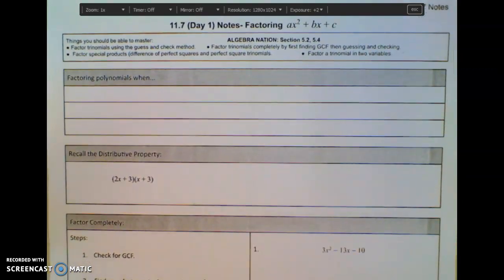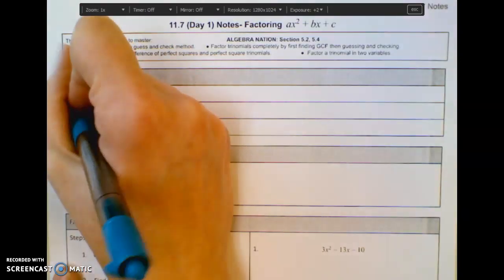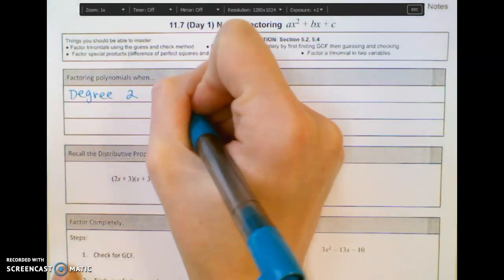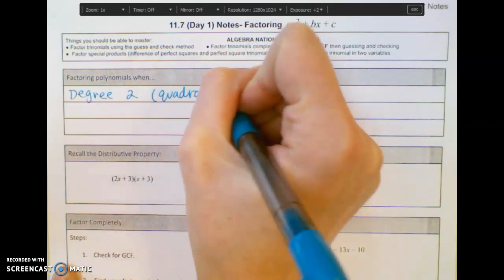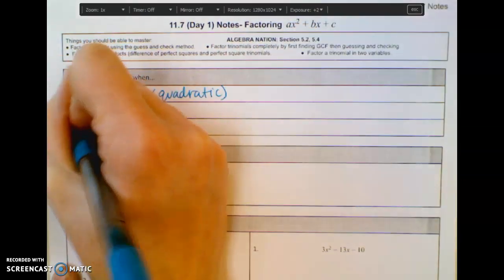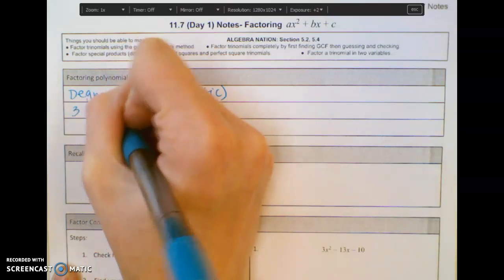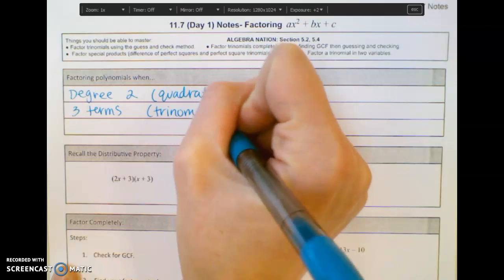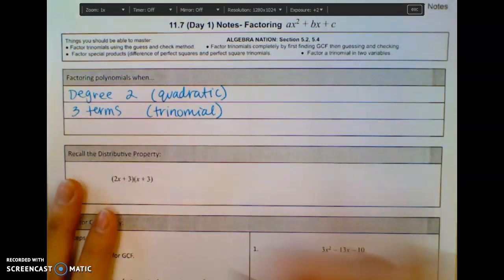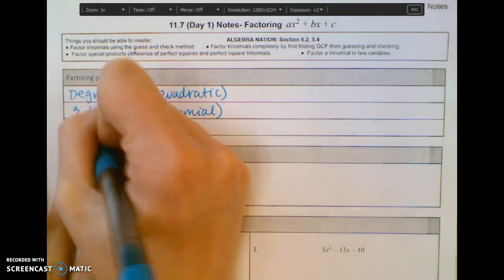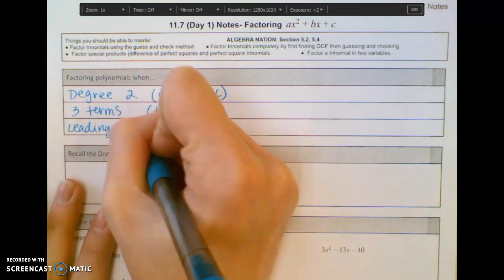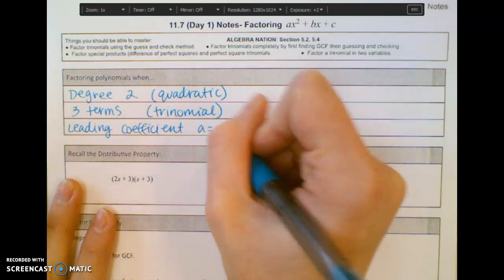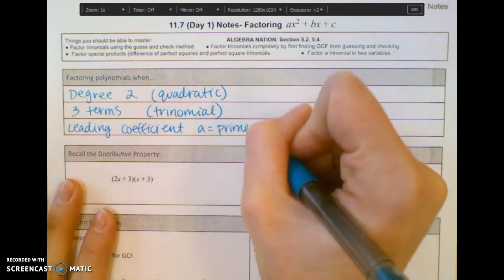So, factoring polynomials. Today we are doing degree 2, which we know are called quadratics. We are still working with polynomials with 3 terms, and those are trinomials. But what's different about our factoring today is that the leading coefficient, A, is going to be a prime number. So A equals a prime number.